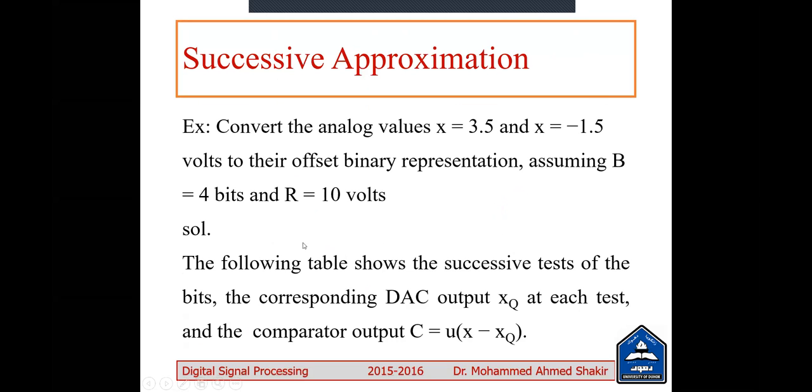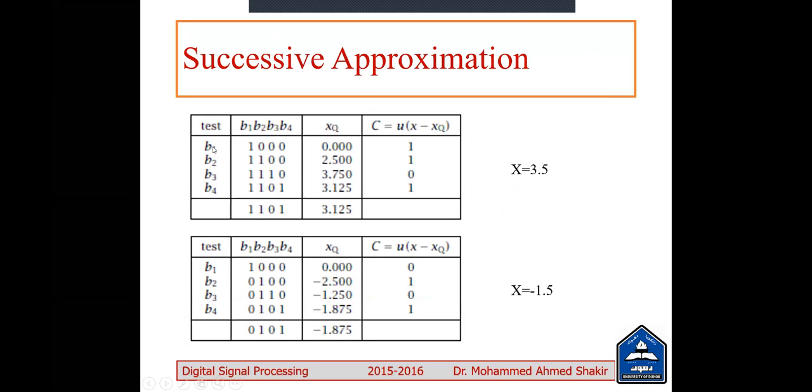Now, the following table shows the successive tests of the bits, the corresponding D2A converter output at each test, and the comparator output C. What we are going to do is test B1 at the beginning, then B2, then B3, and then B4. First of all, this will be 1, and the others will be 0. Please look, this signal is 3.5.